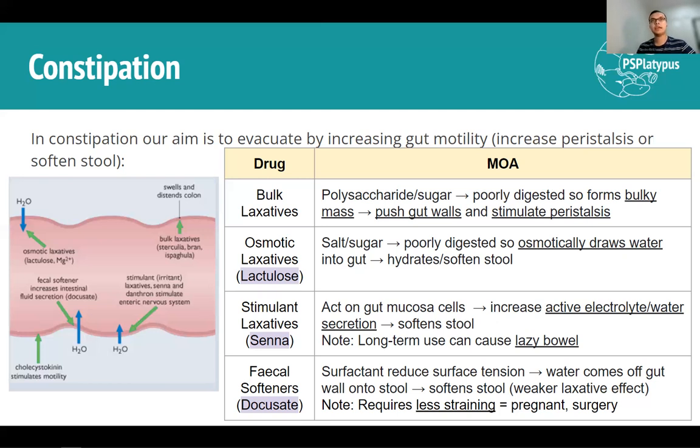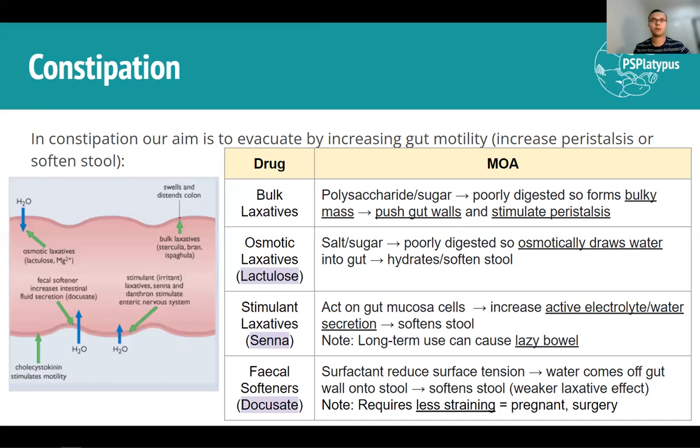making it easier to expel. Now, there's another class of drugs called stimulant laxatives, and the example here is senna. This one is quite different to the previous two because it actually acts very actively. It stimulates the gut mucosa cells directly to increase the secretion of electrolytes and water. And again, the same effect, however, in the end, is that the water is going to soften up the stool and make it easier to expel. But a downside of active secretion and activation of the gut mucosa cells is that long-term use can result in lazy bowel.